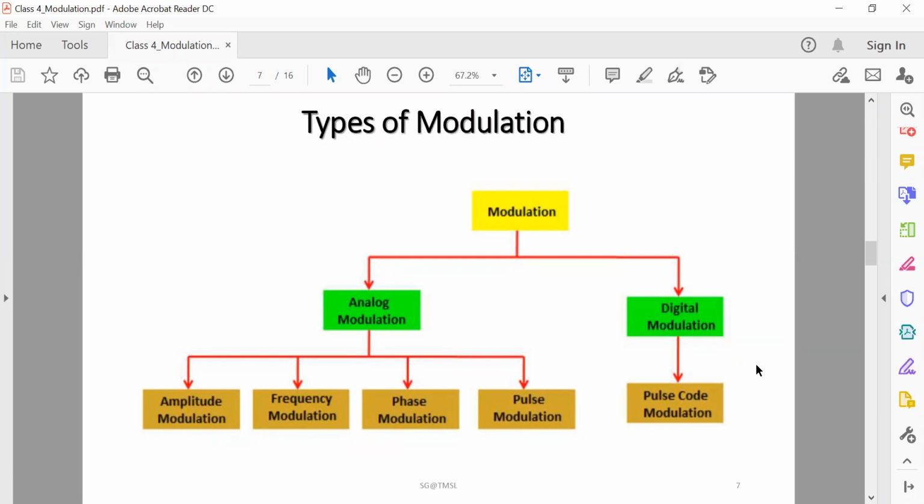So pulse code modulation, which is under the digital modulation category, is a method used to convert an analog signal into a digital signal in the form of 1s and 0s. Okay, as the resulting signal is a coded pulse train, that's why it is called the pulse code modulation technique. So this is the classification of modulation techniques. Different types of modulation techniques are available. We will discuss them later.